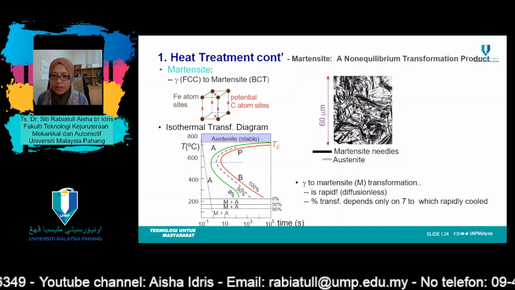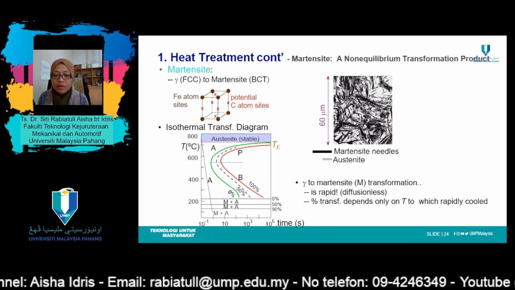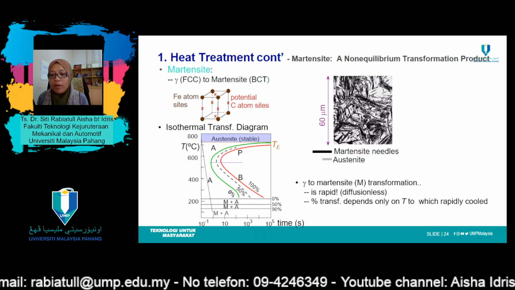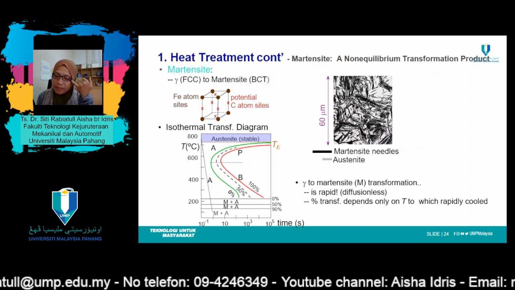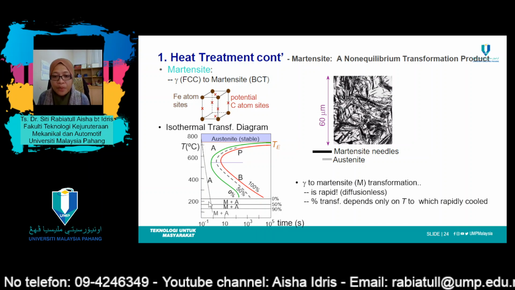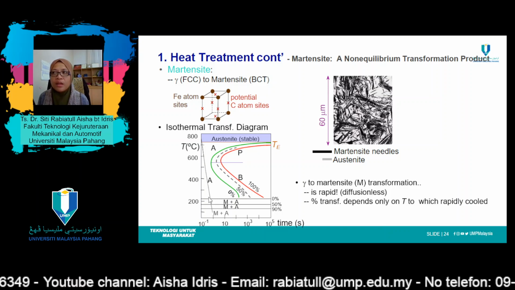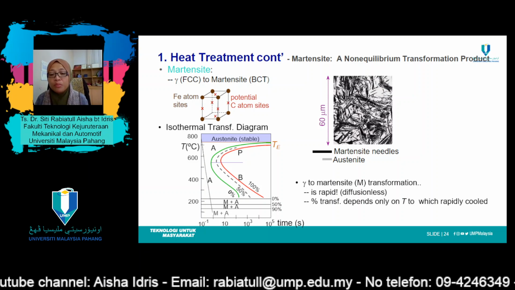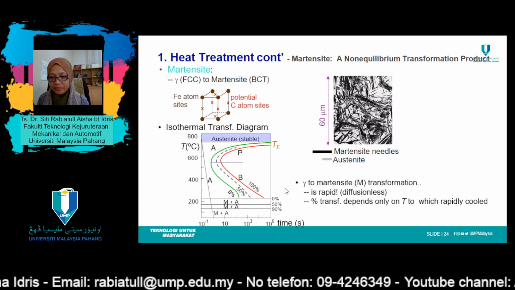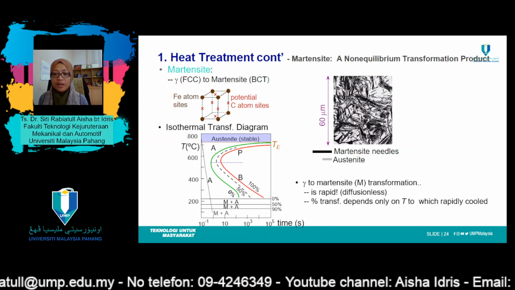As mentioned to you just now, martensite can be formed through rapid cooling from austenite temperature, then it will transform into martensite. However, it depends whether it is 50% martensite, 90% martensite, or 100% martensite. It depends on how fast the cooling process is introduced to that metal, and for how long. So martensite is a rapid process and it is diffusionless.